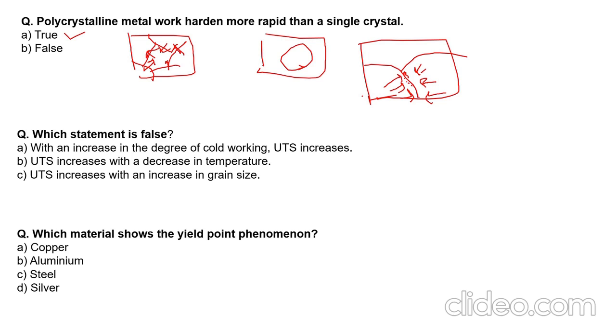Okay, thank you. So we have another question that says which statement is false. So you have to say which of the following is false. With an increase in the degree of cold working, ultimate tensile stress increases, right? Ultimate tensile stress increases with a decrease in temperature. Okay. Ultimate tensile stress increases with an increase in grain size. So which of the following is true?